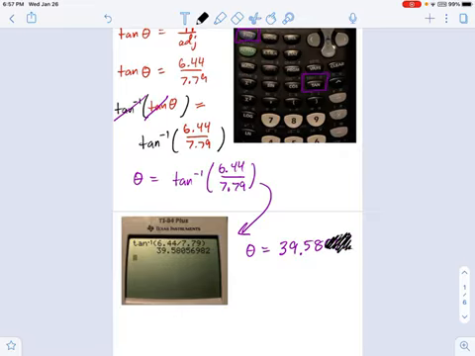Now you'll notice there's a lot similar between finding sides and finding angles. The only difference is, do you do an inverse tangent or a regular tangent? So that's kind of it. If you're finding angles, you're going to do inverse trig. If you're finding sides, you're just going to do regular trig buttons like sine, cosine, tangent.